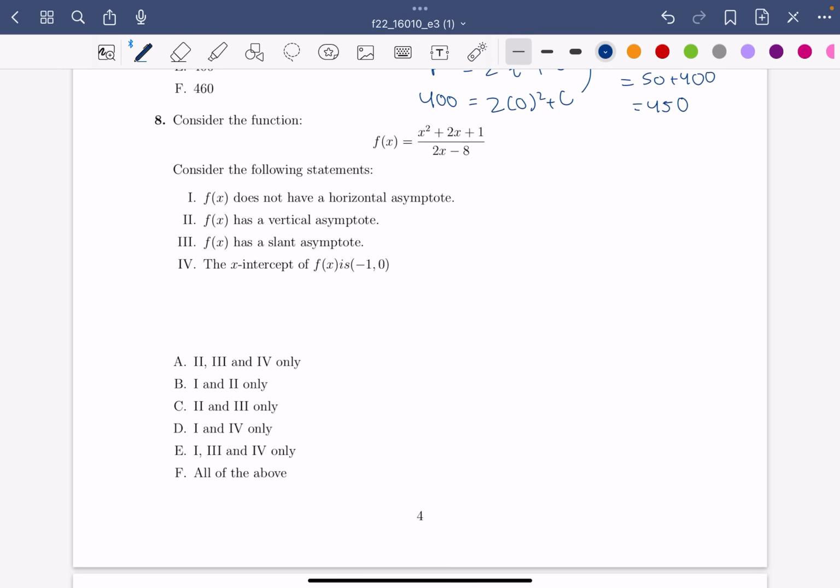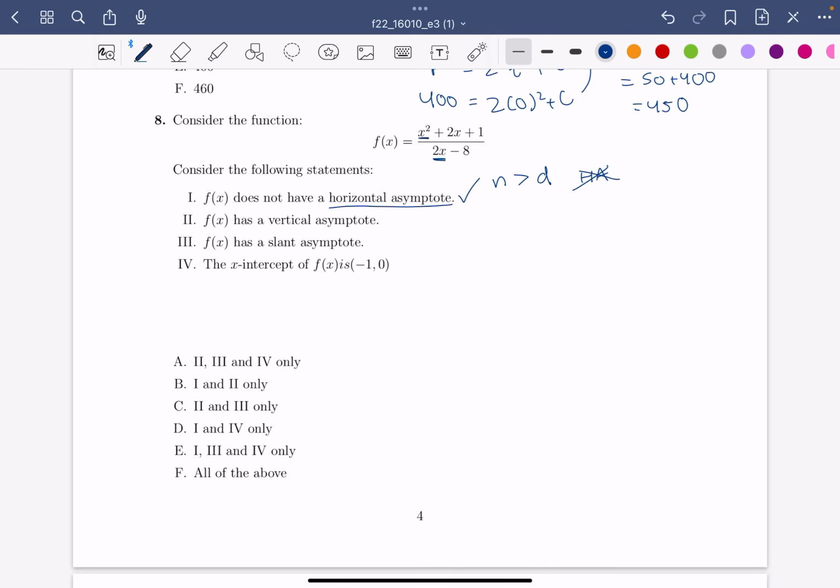So we're going to start with the first statement, does not have a horizontal asymptote. Well, if the numerator's power is greater than the denominator's, then there is no horizontal asymptote. As we can see, the highest power in the numerator is 2, and the highest power in the denominator is 1, and because 2 is greater than 1, this does not have a horizontal asymptote, which means that this statement is true.